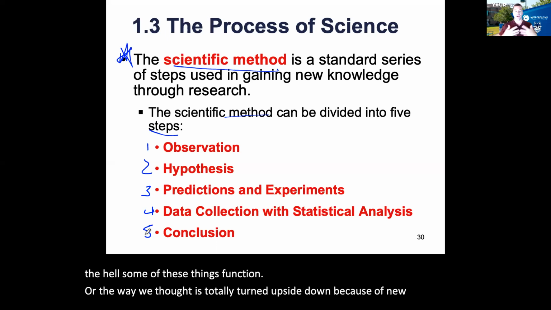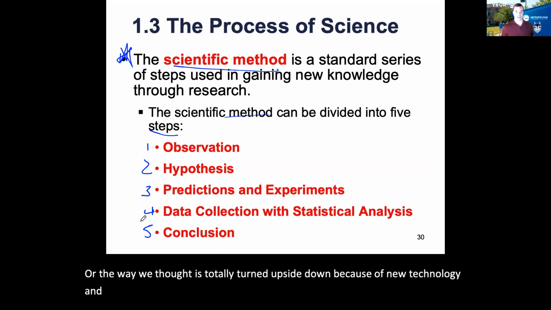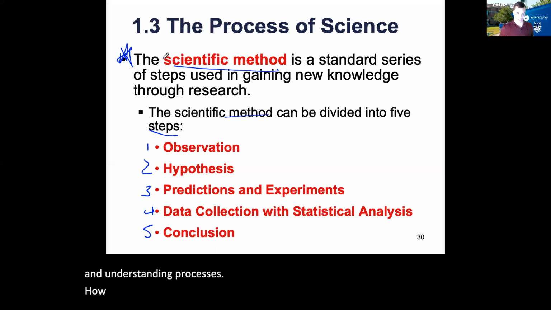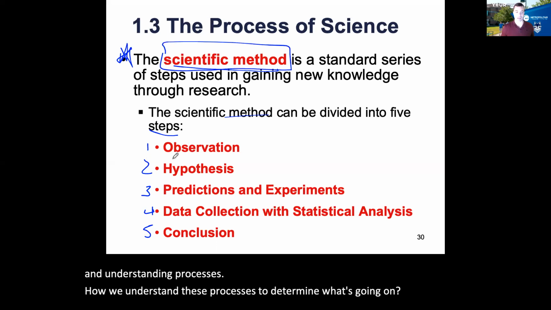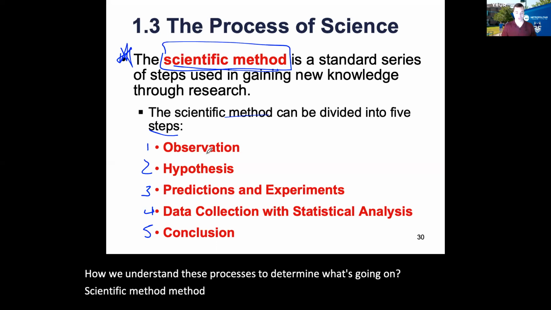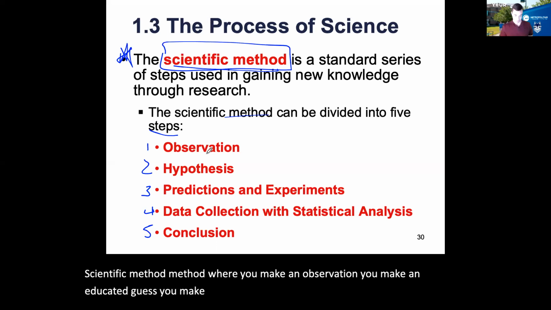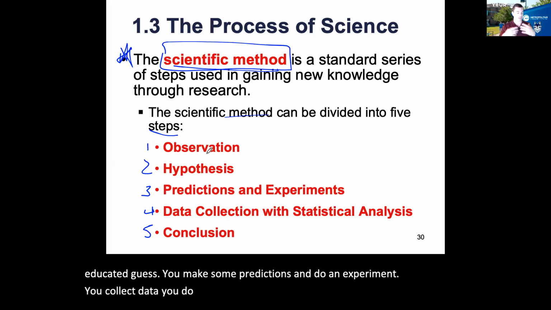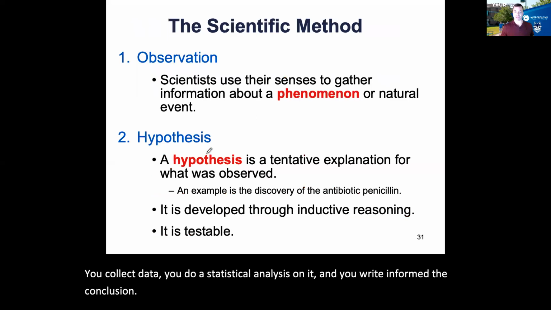And understanding processes, how we understand these processes to determine what's going on, is that scientific method where you make an observation, you make an educated guess, you make some predictions and do an experiment, you collect data, you do a statistical analysis on it, and you write and form a conclusion. All right. So let's look at these things.